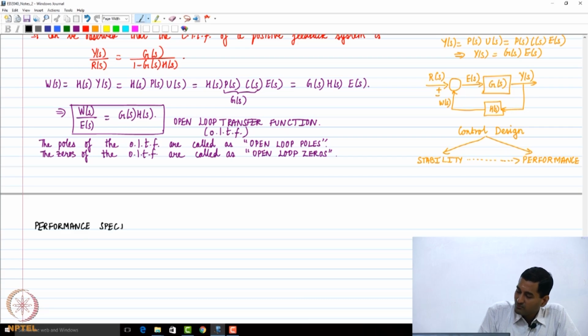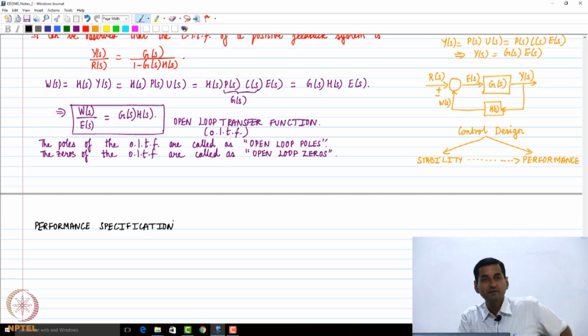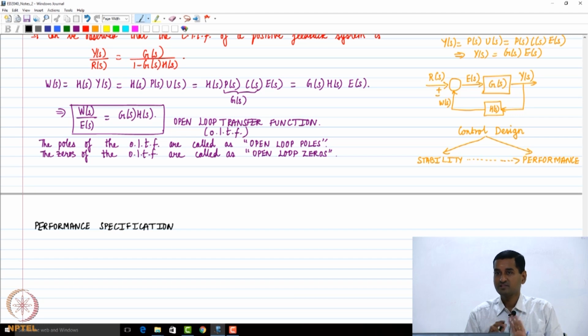So what we have done is that we have looked at stability. The notion of stability that we are going to follow in this particular course is that of bounded input, bounded output stability, and we have seen that the criteria for ensuring BIBO stability is that all system transfer function poles should be in the left half of the complex plane. Okay, so that's the criteria for BIBO stability, right?